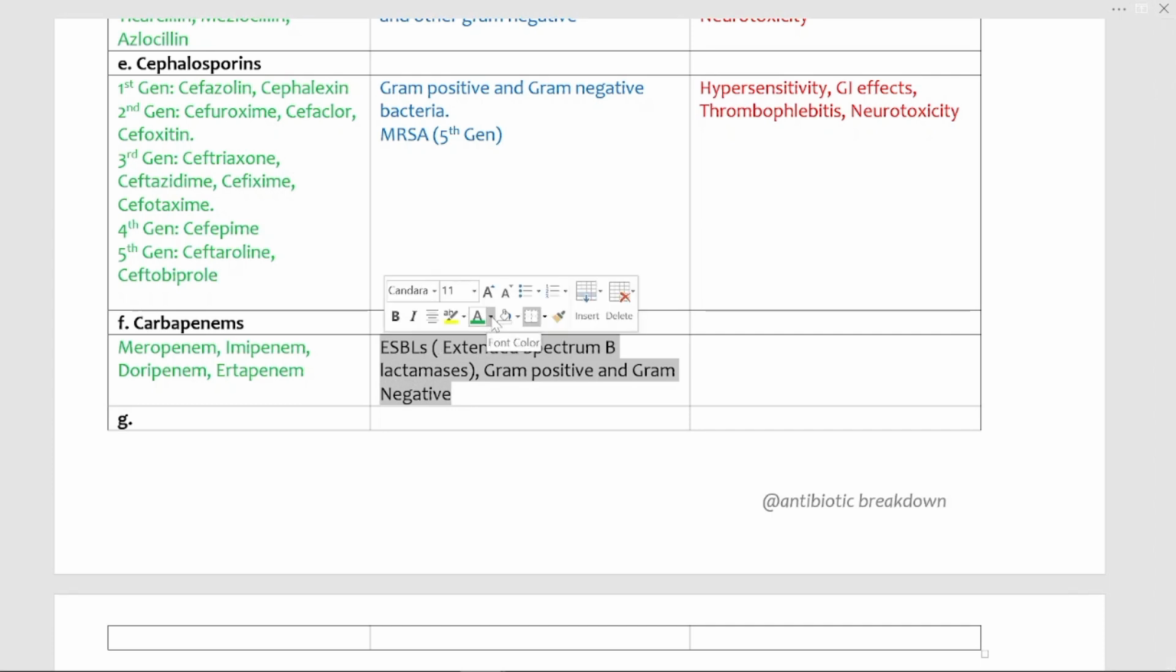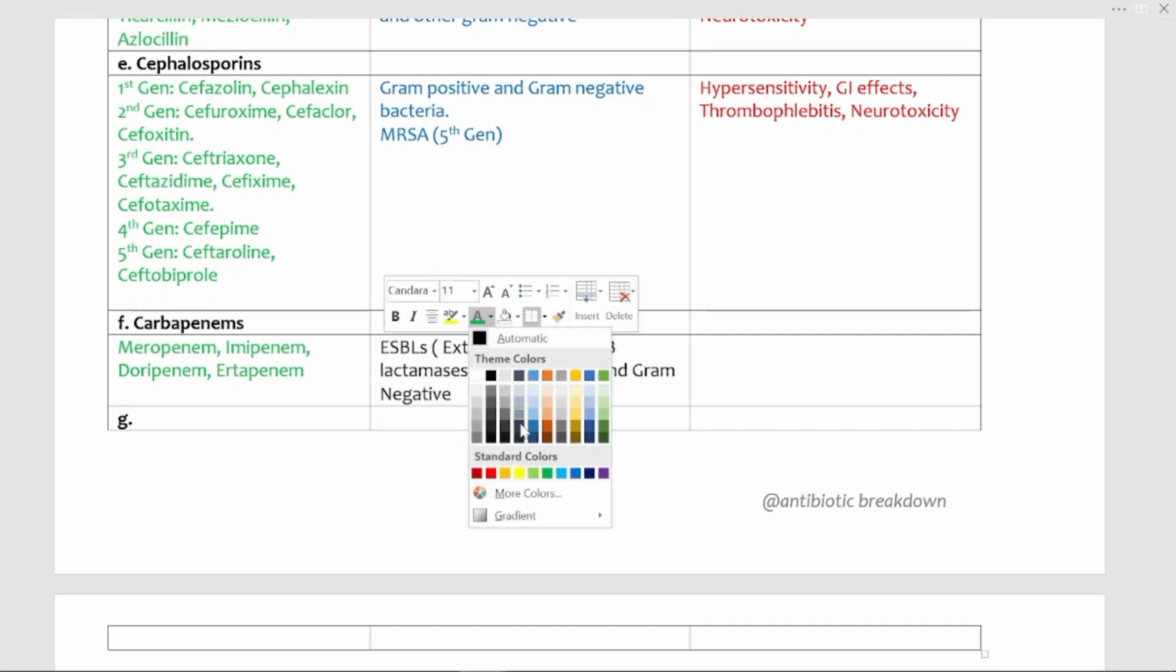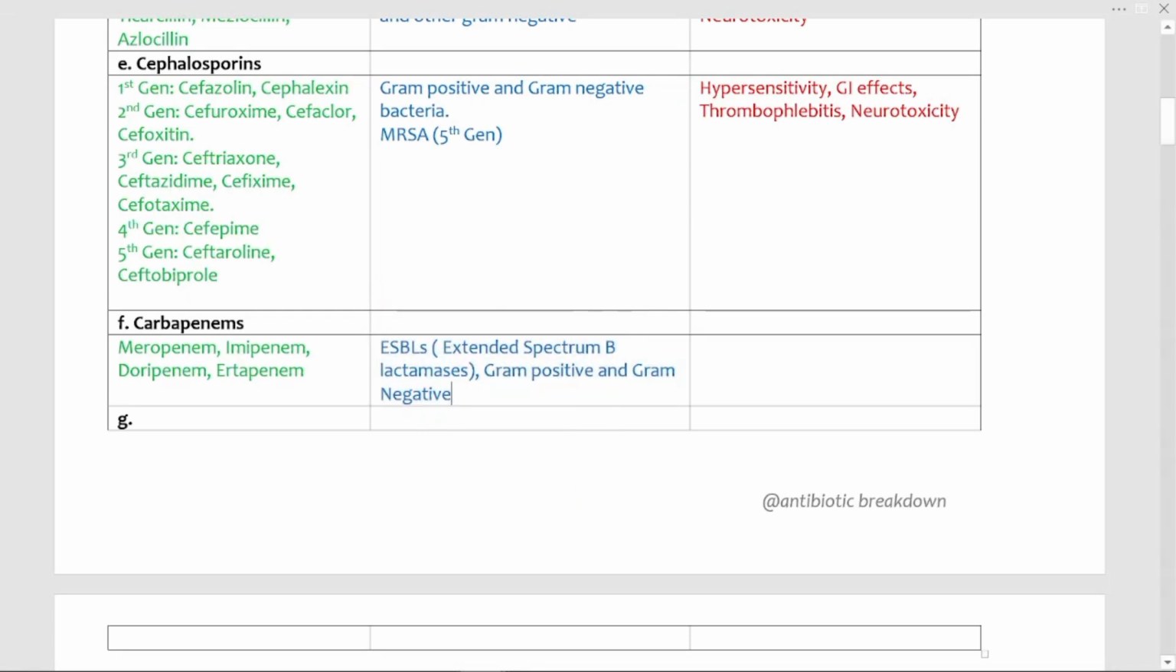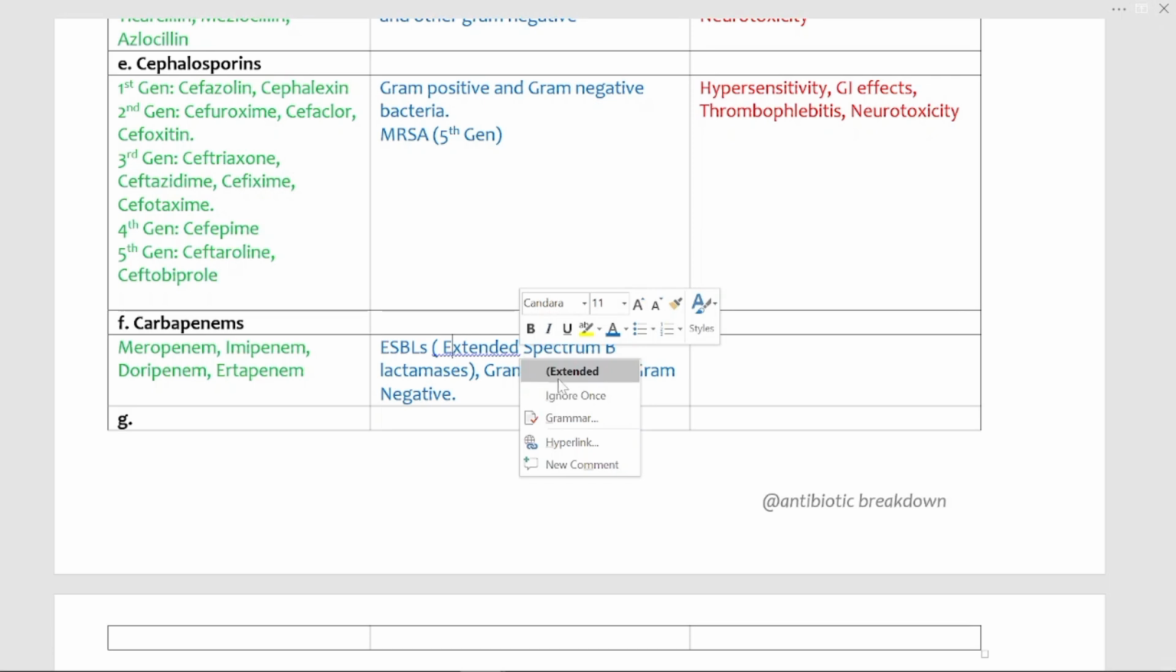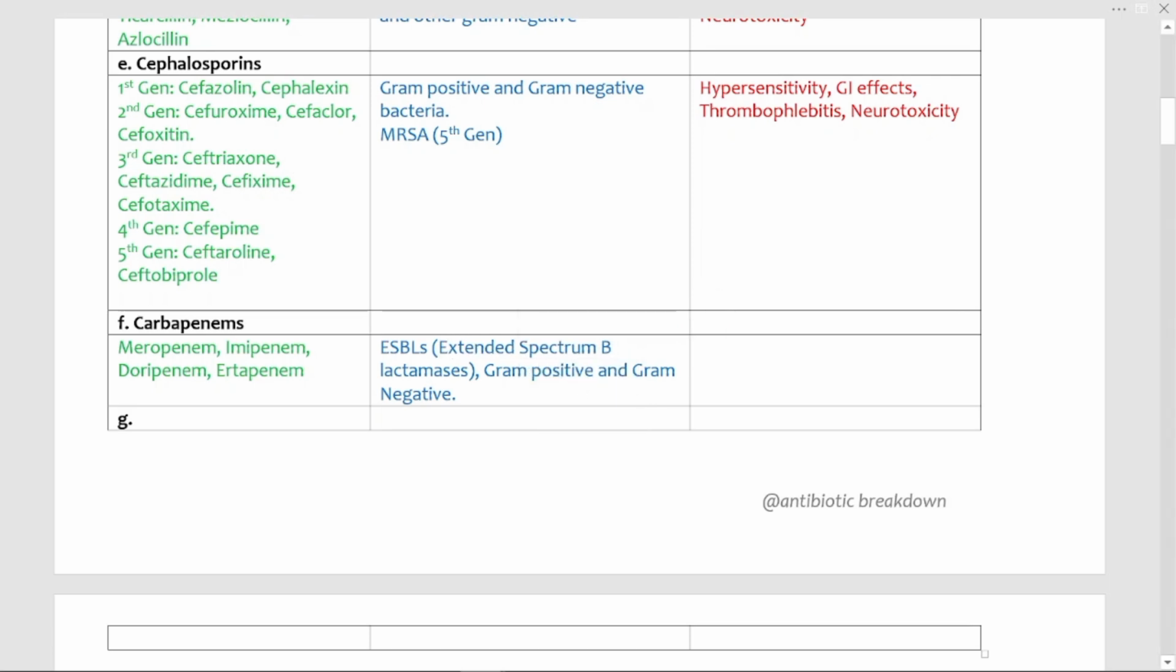They're very good drugs. They tend to be used as the last resort. Very powerful drugs. They're very good when it comes to dealing with bacteria that are resistant towards various antibiotics. This is one of the good drugs that you can use: meropenem, imipenem, doripenem, and ertapenem. Very good drugs. Now, when it comes to side effects, same.